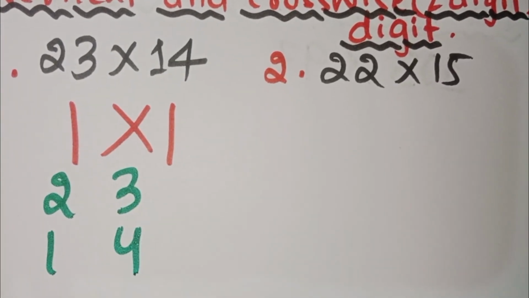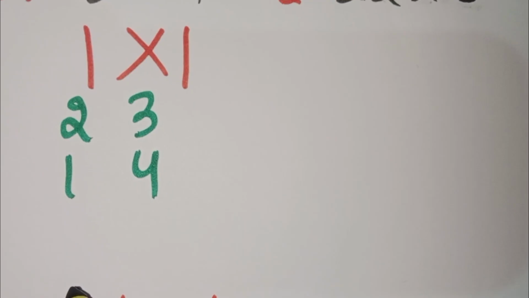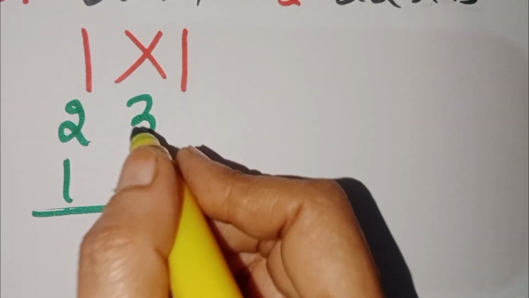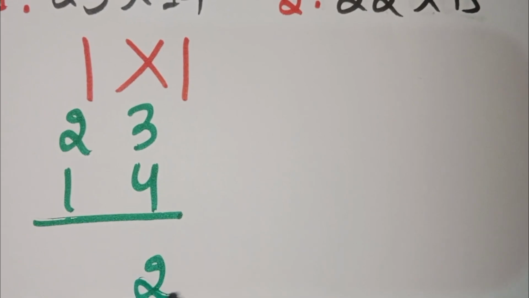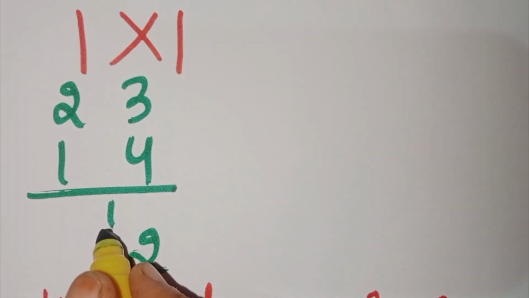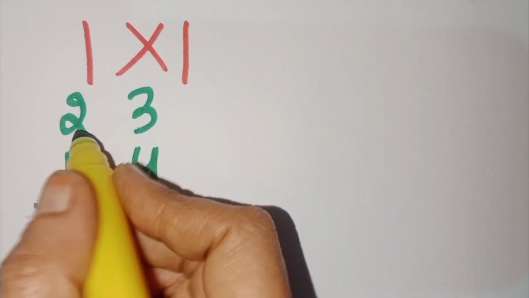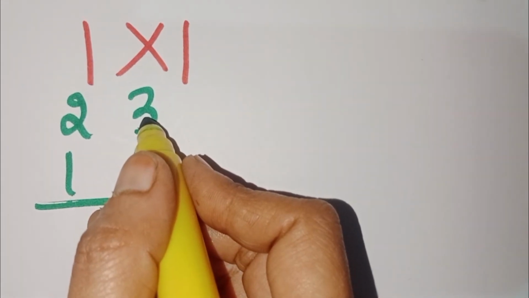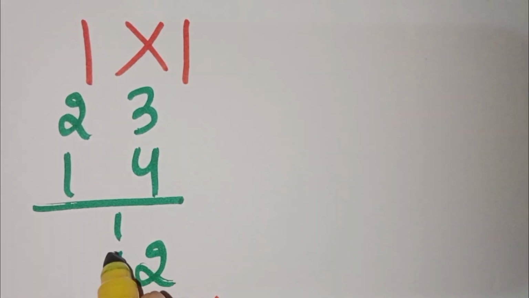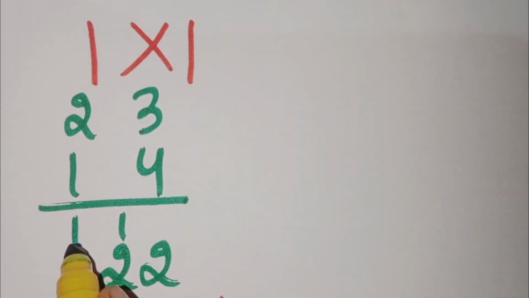23 into 14. First, multiply the ones digit. 3 4s are 12. 2 here, carry 1. Then cross multiply. 2 4s are 8. 3 1s are 3. 8 plus 3, 11. 11 plus 1, 12. 2 here, carry 1.